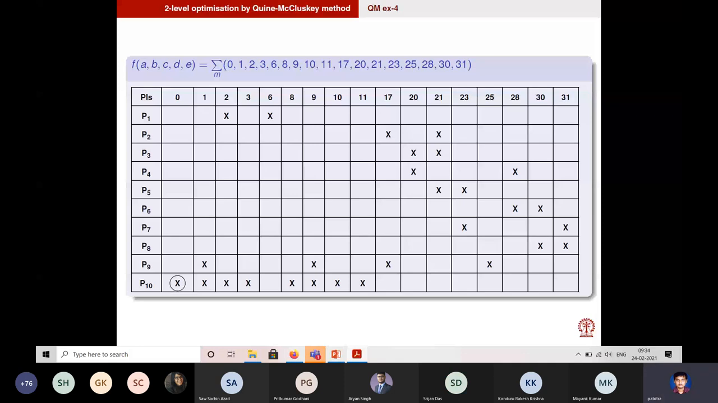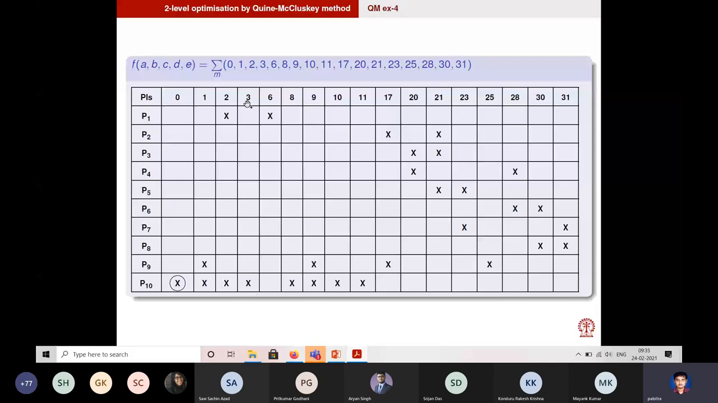Column 9 dominates column 10. Similarly, column 2 dominates column 3. Okay. But here, the rule is opposite to rows. That means if column 2 dominates column 3, I will keep column 3, I'll drop column 2. Okay, so it's the opposite.